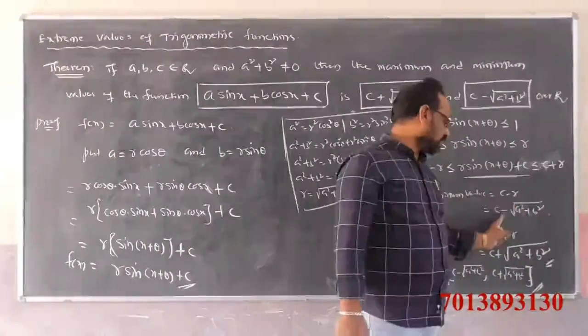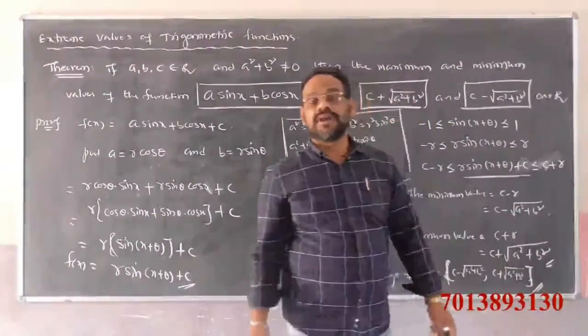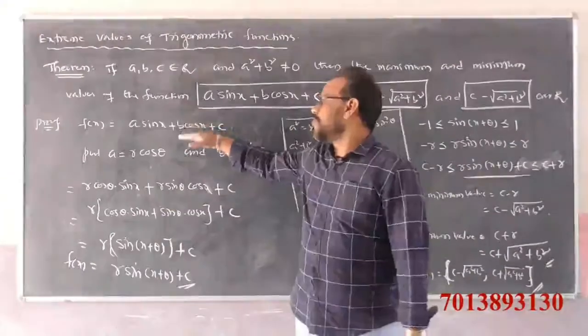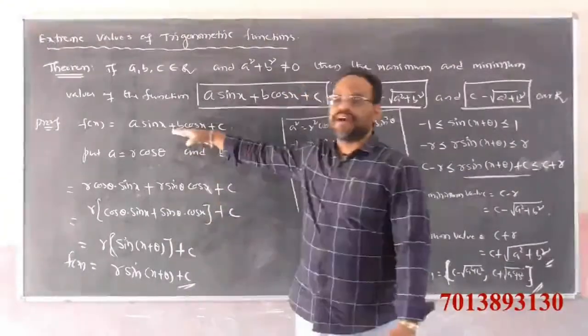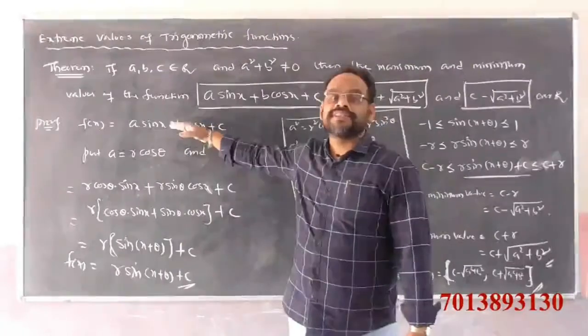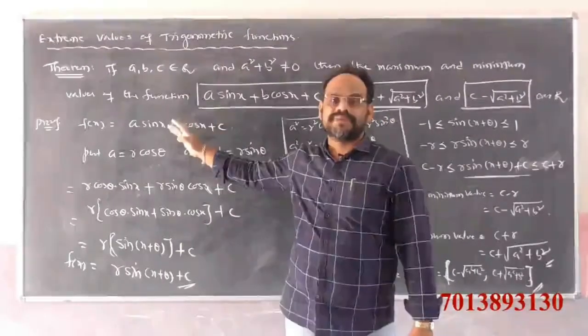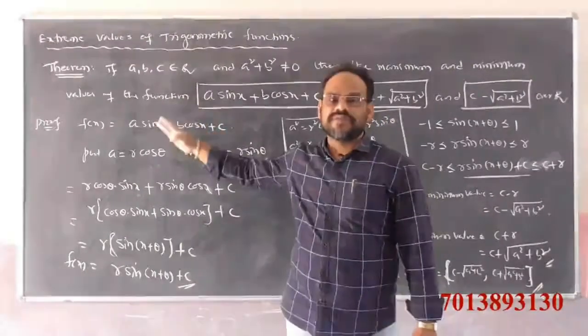So c minus r is nothing but c minus square root of a square plus b square. So what is the minimum value of this function? This function is nothing but this function only. So the minimum value of this function is c minus square root of a square plus b square.